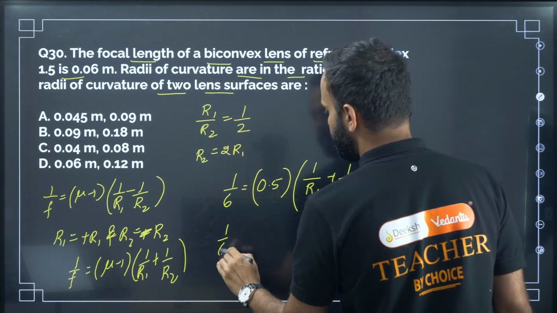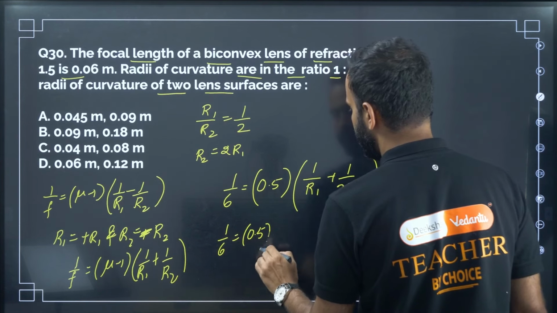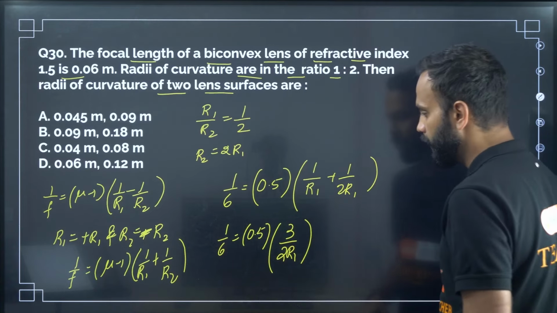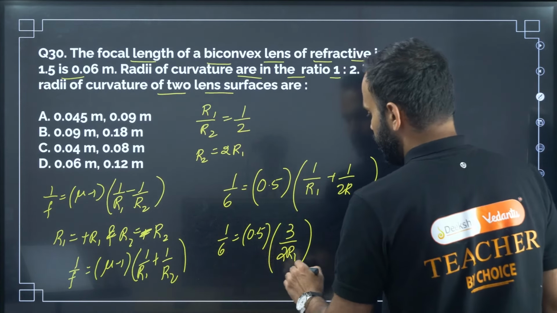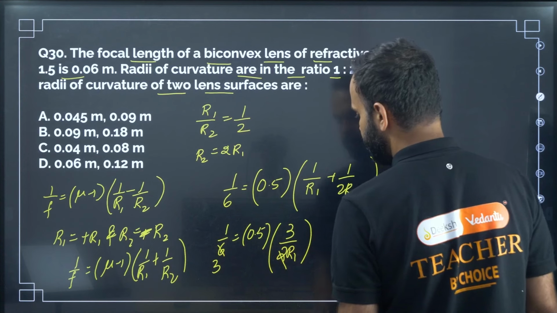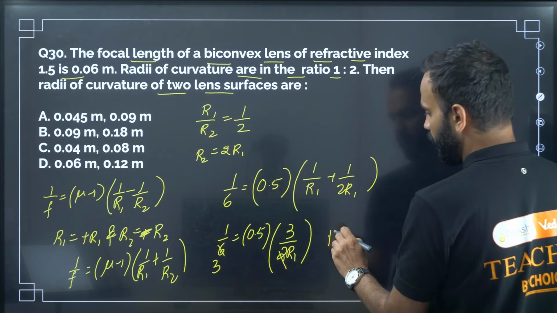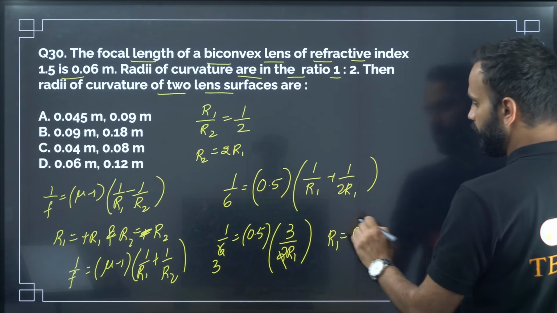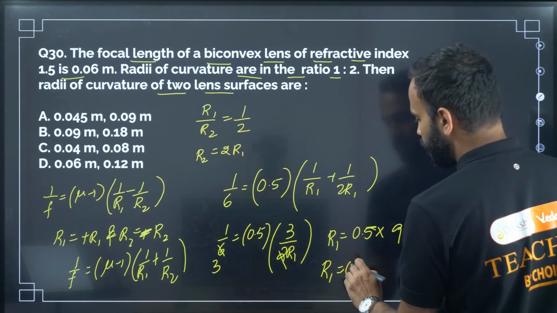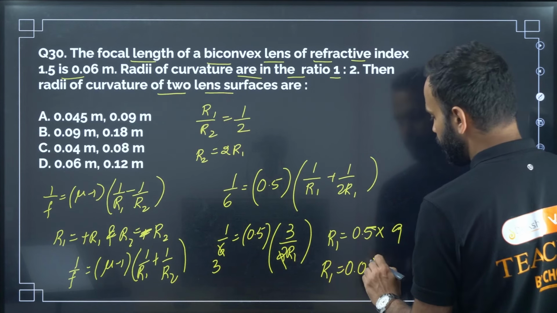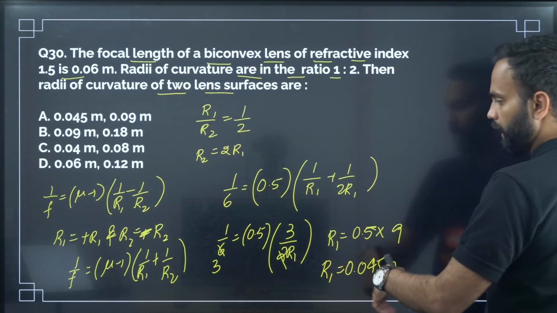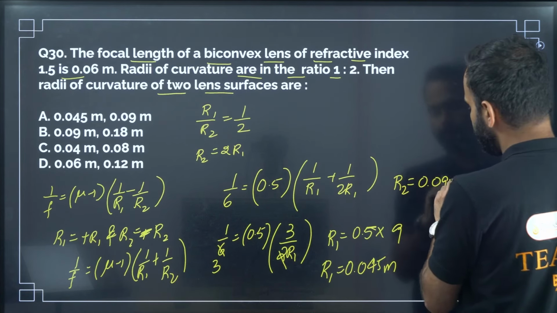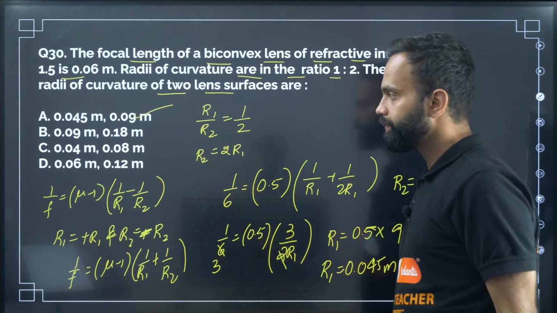So 1 by 6 equal to 0.5 into, this will be 3 divided by 2r1. So now 2 3s are 6, right? So now r1 is equal to 0.5 into 3 into 3, 9. So r1 equal to, solve this, you will get 0.045 meter. So if r1 equal to 0.045 meter, then r2 is equal to 0.09 meter. So the correct option is A.